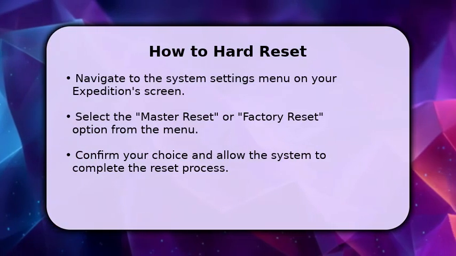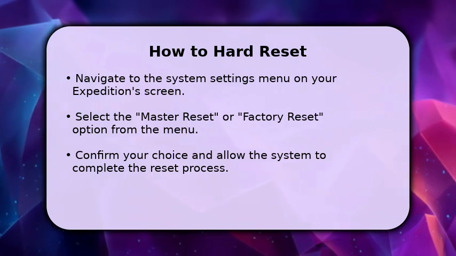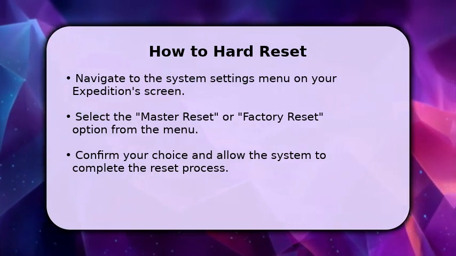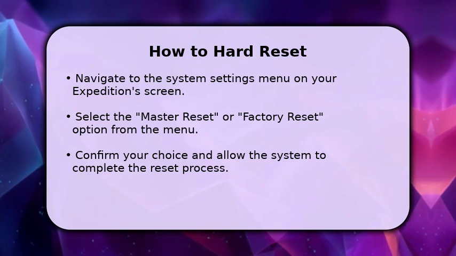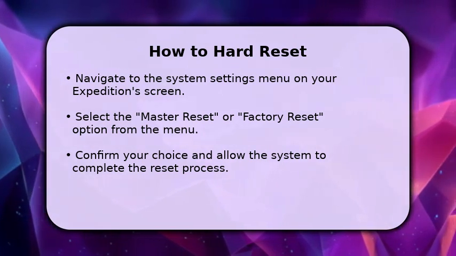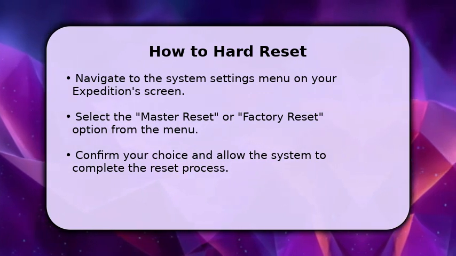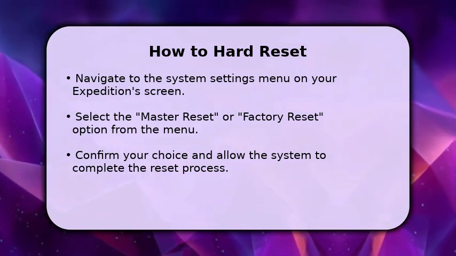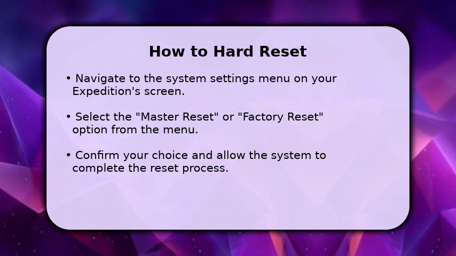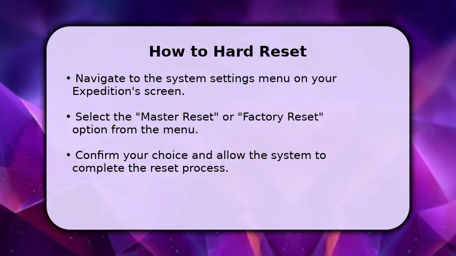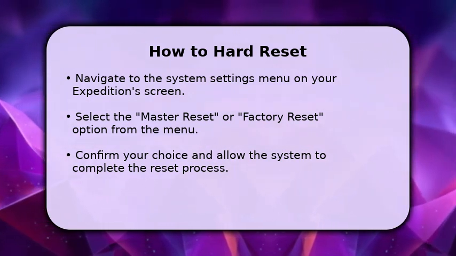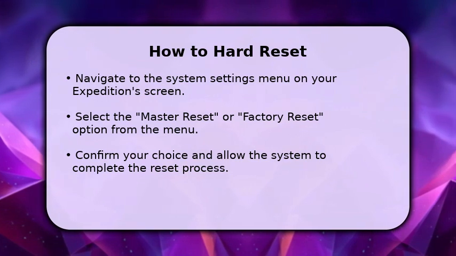To initiate a hard reset, you'll need to access your Expedition system settings through the touchscreen. Look for an option labeled Master Reset or Factory Reset within the Settings menu. Once you find it, select it and confirm your decision when prompted. The system will then begin the reset process, which can take several minutes. Your screen will restart, and you'll need to set up your preferences again.